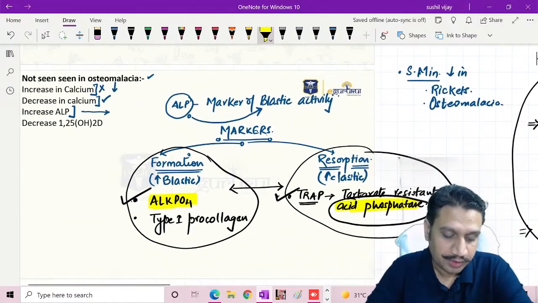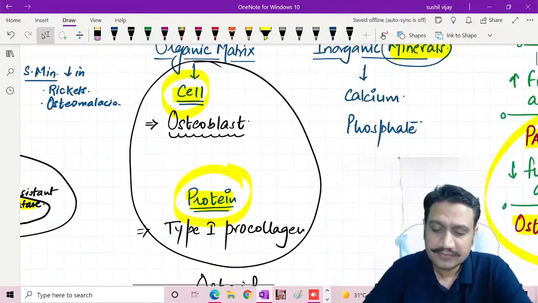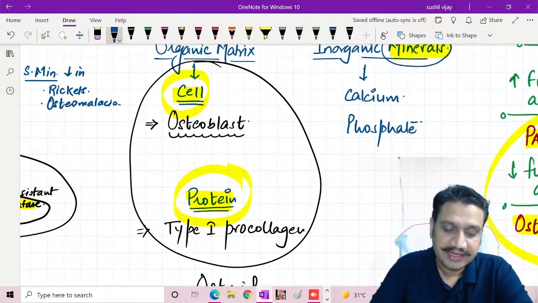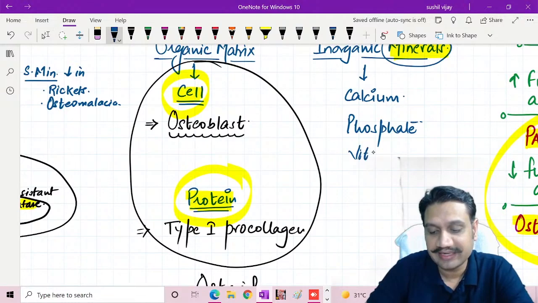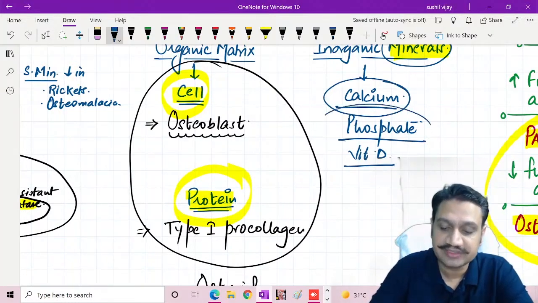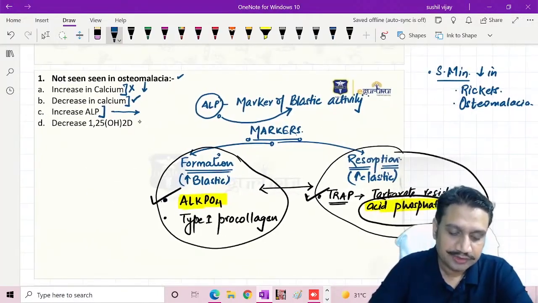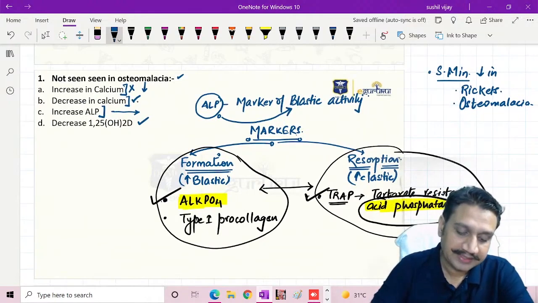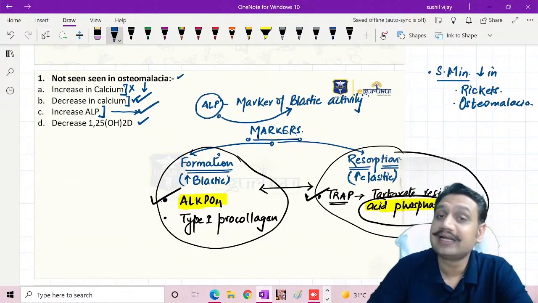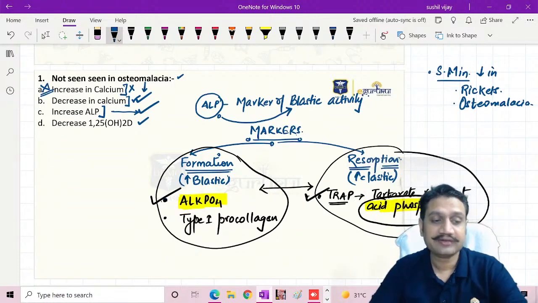Okay. So, what is not seen in osteomalacia? We know that the minerals, the calcium and phosphate, and for their regulation, which vitamin is required? Vitamin D. So rickets or osteomalacia, these can be deficiency of calcium, this can be deficiency of phosphate, this can be deficiency of vitamin D. So that is what it is saying. So decrease in vitamin D can be there, decrease in calcium can be there, increase in alkaline phosphatase can be there, but increase in calcium cannot be there. I hope I am clear with this point.